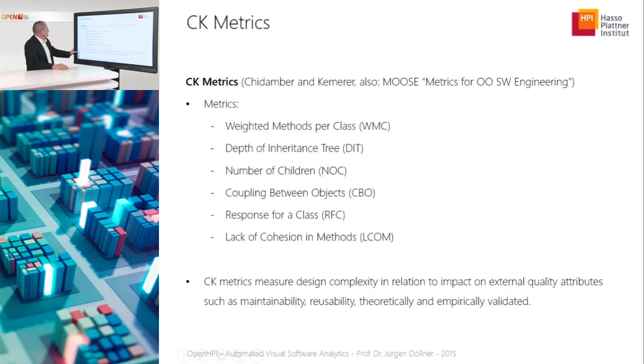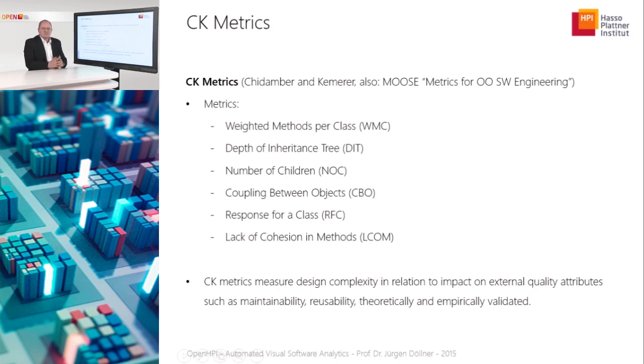Let's start with a concrete object-oriented metric set called CK. It comes from the original authors, Chidamber and Kemerer, and was also called MOSE, Metrics for Object-Oriented Software Engineering. This metric set includes a number of particular metrics. Among them are weighted methods per class, depth of inheritance tree, number of children, coupling between objects, response for a class, lack of cohesion in methods.